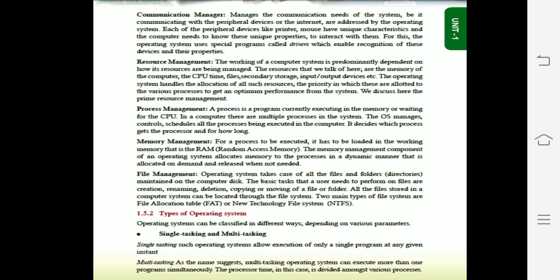Then different types of operating systems. Since you know very well, we have a lot of types of operating systems available from different companies, but they are also categorized into different categories. First of all, single tasking and multitasking. A single tasking operating system allows execution of only one single program at a given instant of time.